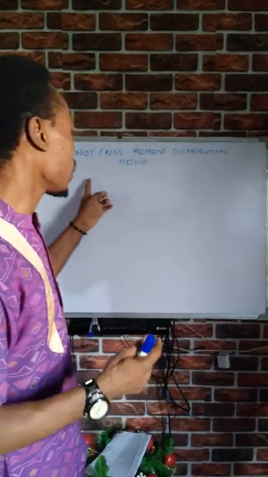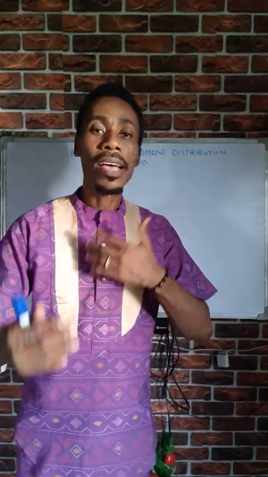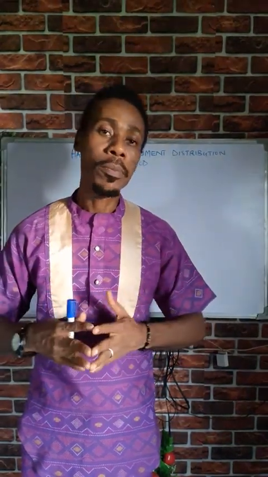Now, this method is an approximate method of resolving statically indeterminate structures, and there are some parameters that we use to analyze beam structures via this method. We know that structures are supposed to maintain equilibrium, so we try as much as possible to distribute and to balance, in order to maintain equilibrium in our beam structure.